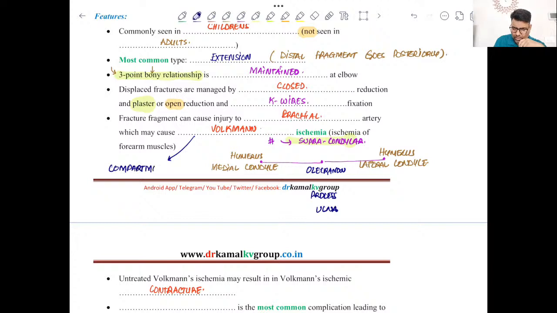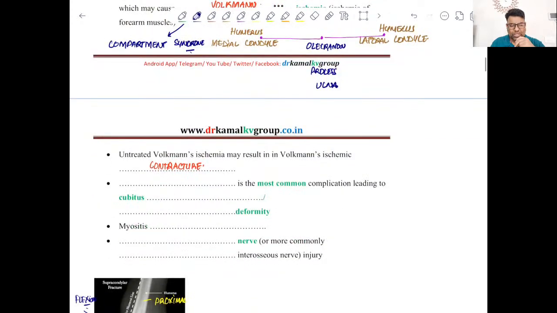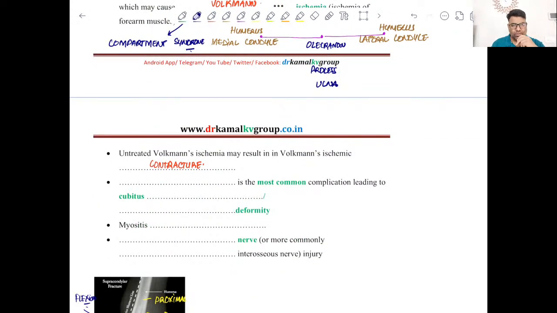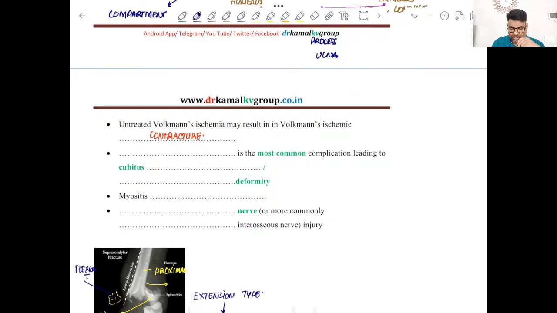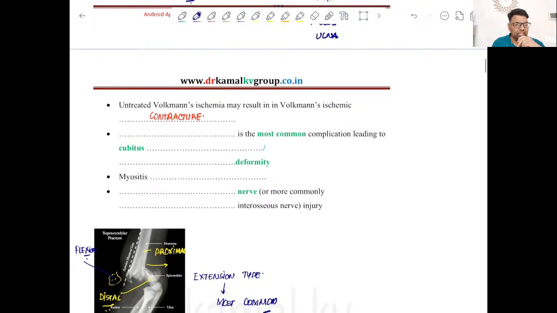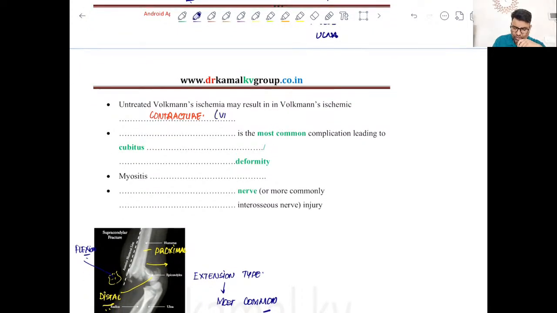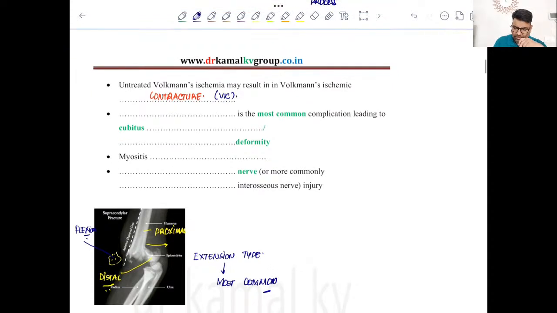Sometimes you might have the word Volkmann's ischemia, or sometimes you might have the word compartment syndrome. The entity is actually the same, and if the ischemia is not addressed over a period of time, the muscles will die and they will be replaced by a fibrous tissue, and that is known as VIC, that is Volkmann's ischemic contracture.